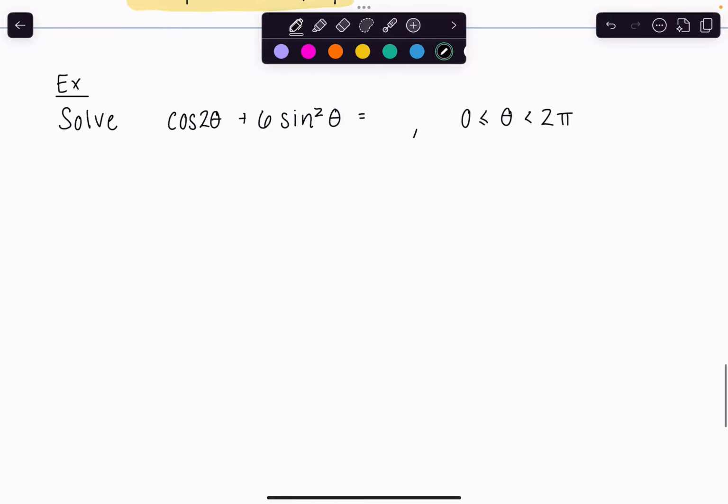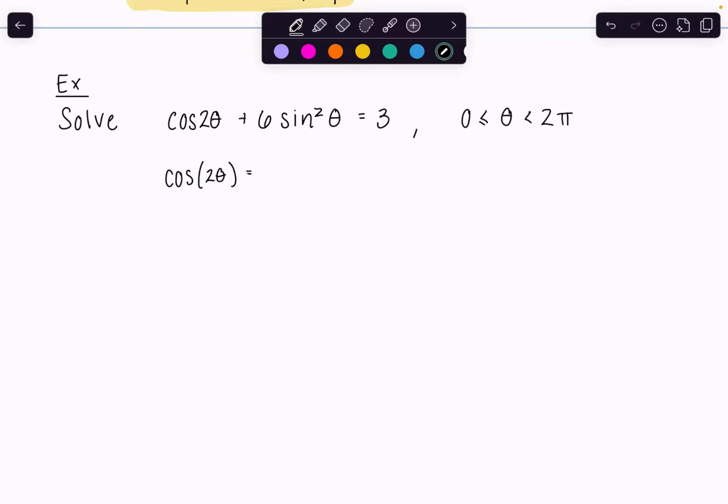For this next one, we've got cosine of 2 theta plus 6 sine squared of theta equals 3. And so I run into an issue here. I have cosine of 2 theta, and then I also have a completely different trig function. So I want to rewrite this using the same trig function and that same argument. So this is where our formulas come into play.